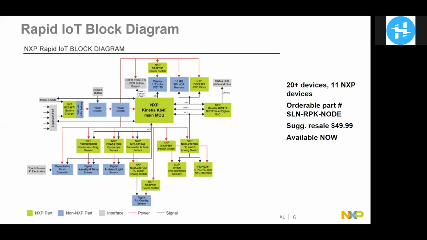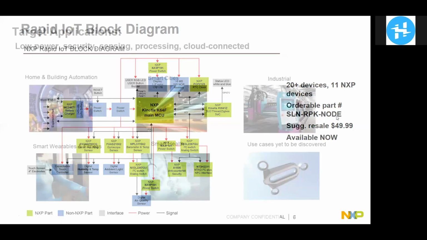It's available now. This is the part number. When we see Rapid IoT, if you actually want to get the NXP part number, it's SLN-RPK-NODE. And of course, it's available now.